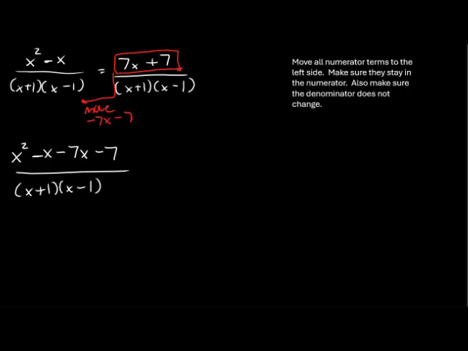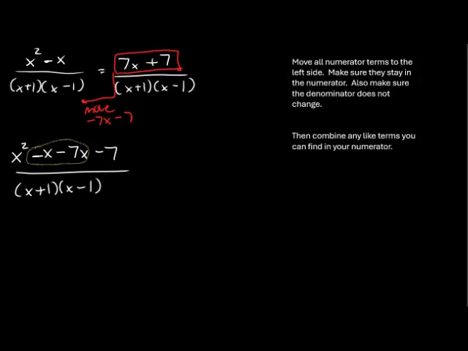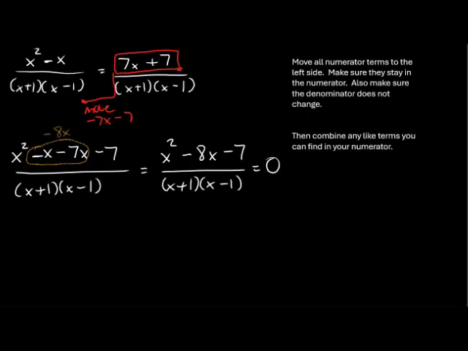Now, let's combine any like terms that we can in our numerator. The only like terms I can see in our numerator are the negative x and the negative 7x. Together, if you combine them, this will make negative 8x. So now we will have x squared minus 8x minus 7, all divided by x plus 1, x minus 1. Remember that this is now going to be equal to 0 because we moved all of our terms off of our right side and over to our left side.